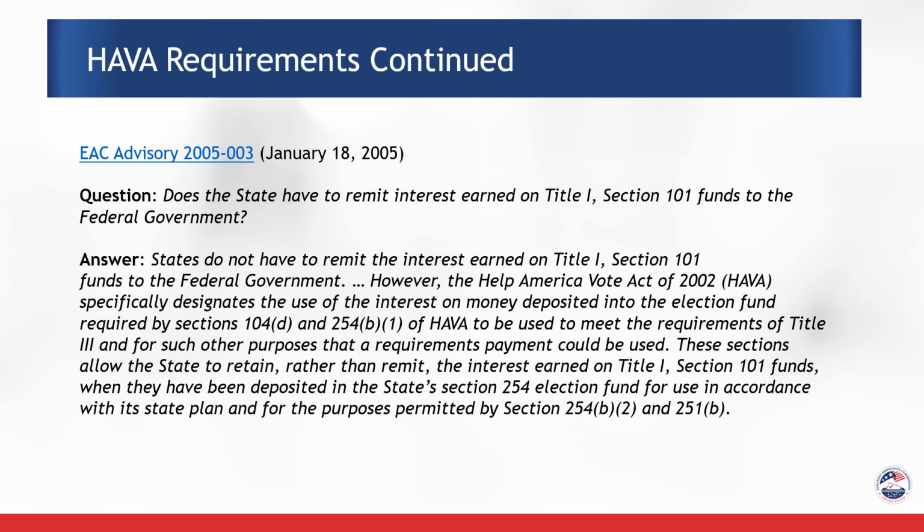We also had an advisory back in 2005 where the question was posed, does the state have to remit interest earned on Title I, Section 101 funds to the federal government? So put more plainly, when you earn interest on your 101 grants or otherwise, do you have to give that interest earned back to the government? And what we ultimately concluded is that you can use the earned interest to meet the requirements of Title III. You can use it to meet the requirements of Title I. And what we're asking you, in effect, is to take the earned interest and use it towards allowable activities to further the program that you have set forth with your HAVA funds.